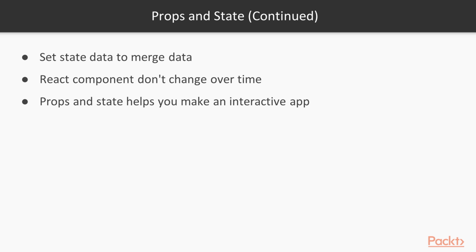For example, the state of the drop-down menu: visible or hidden. React component props are properties that don't change over time. For example, drop-down menu items. Sometimes components only take some data with the props method and render it, which makes your components stateless. Using props and state together helps you make an interactive app.